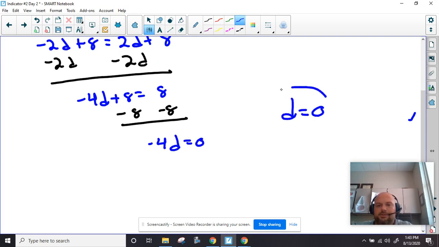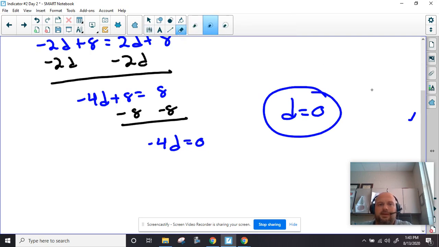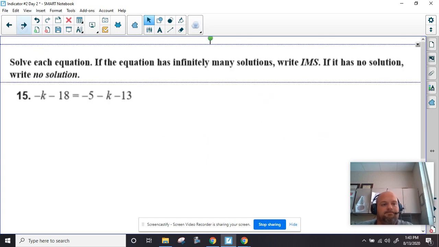This is a solution. 0 can be a solution. Don't tell me if you get 0 that it's no solution. That's not happening. D, or 0, can be a solution. But for most people, it's a problem because you're not doing your work.